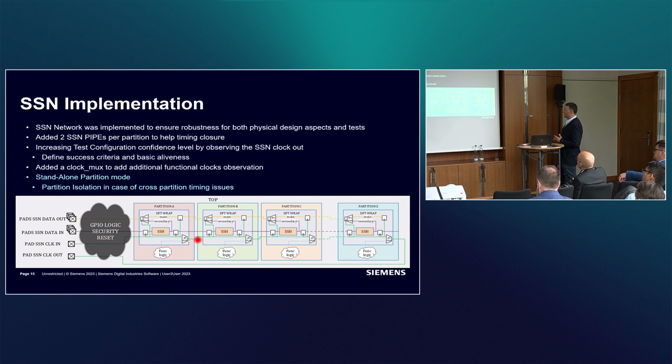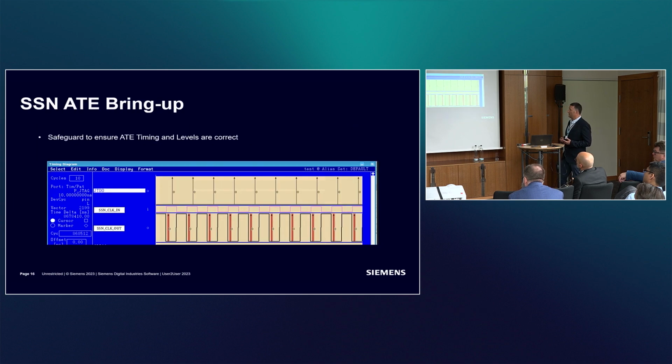So I can configure the PLL mux with IJTAG and select which clock I want to observe, and I can observe that. The data won't be impacted, so I can still have the same data going out and be able to observe it. This is how it looks on the ATE. You can see that it's in reverse polarity, SSN clock out versus SSN clock in.